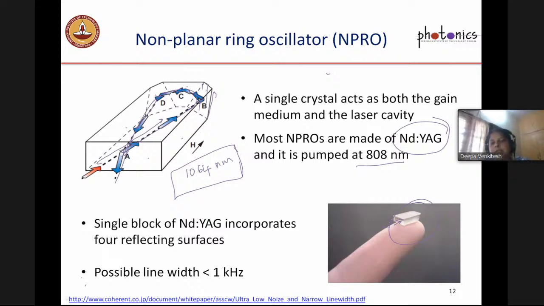The size is so small that the spacing between the longitudinal modes is very large, so it can work as a single longitudinal mode laser. The possible line width, and how to define line width I will tell you a little later, is about 1 kilohertz or less than 1 kilohertz.